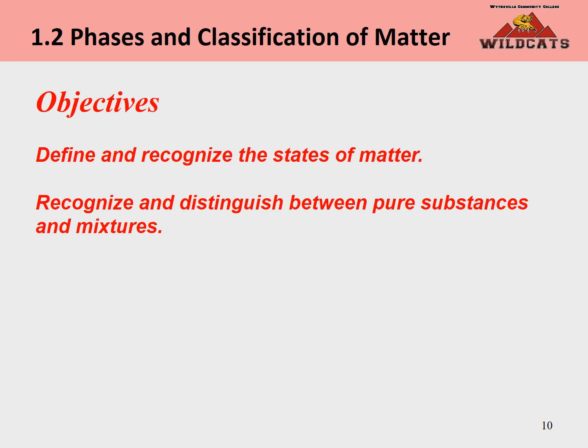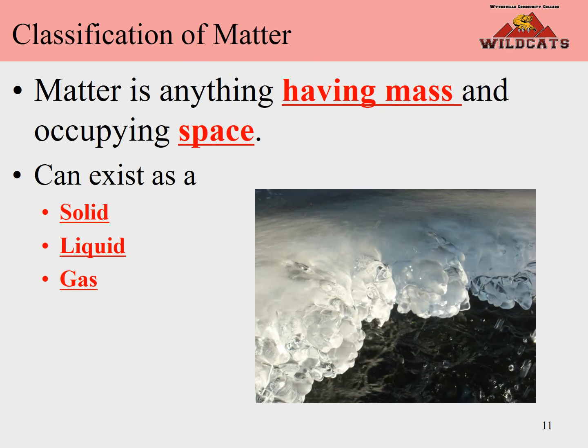This is the presentation for section 1.2, phases and classification of matter. Okay. The objectives for this section are to define and recognize the states of matter, and then we're going to recognize and distinguish between pure substances and mixtures. So matter is anything having mass and occupying space. We covered that and talked about it a little bit in section 1.1. Basically, the 3 major phases are solids, liquids, and gases.